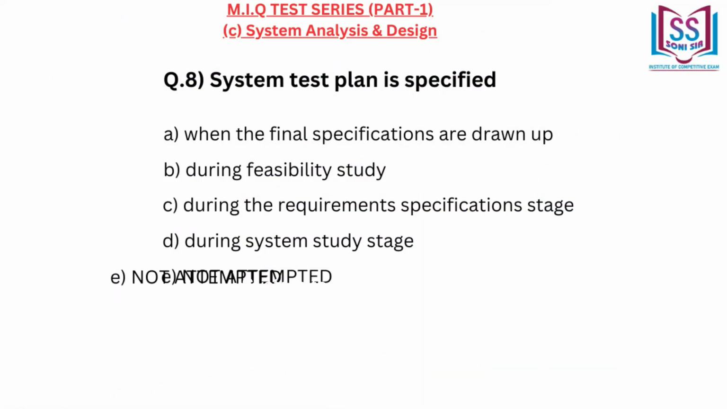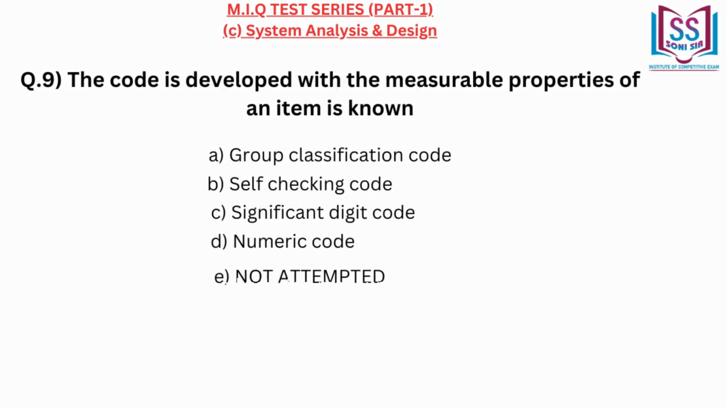System test plan is specified. A. When the final specifications are drawn up. B. During feasibility study. C. During the requirements specifications stage. D. During system study stage. The code is developed with the measurable properties of an item is known. A. Group classification code. B. Self-checking code. C. Significant digit code.